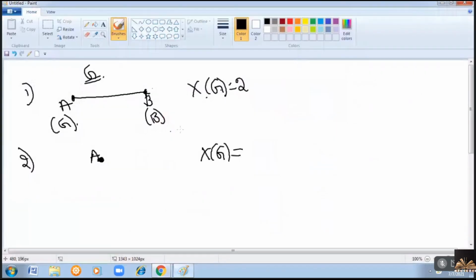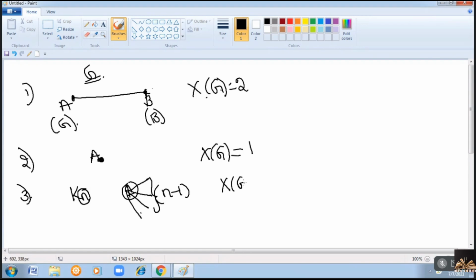Chromatic number is, so as there is only one vertex, one color is sufficient. Now, suppose you have a complete graph Kn. What is the definition of a complete graph? Every vertex should be adjacent with every other vertex in the graph. If n vertices are there, every vertex should be adjacent with the remaining n minus 1 vertices.